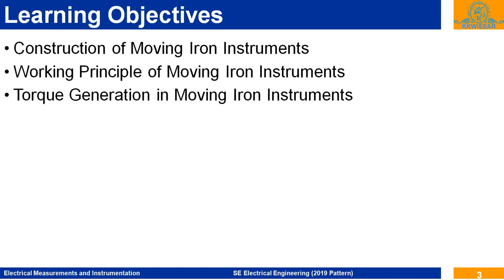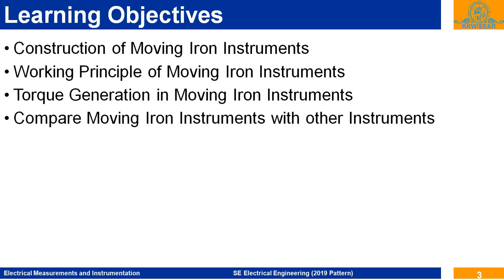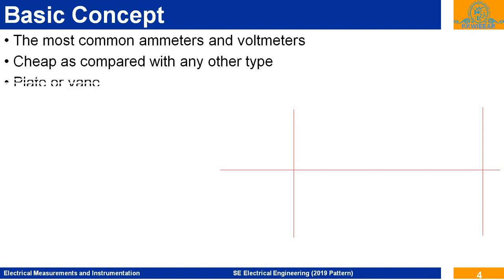The learning objective. The construction of moving iron instrument. What are the different parts of the moving iron instrument? Attraction type and repulsion type. Then working principle of both attraction and repulsion type instrument. The general torque equation for this moving iron instrument. Then comparing this moving iron instrument with other types of instruments. So these are learning objectives.